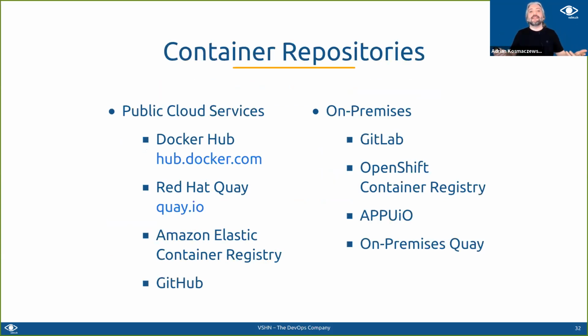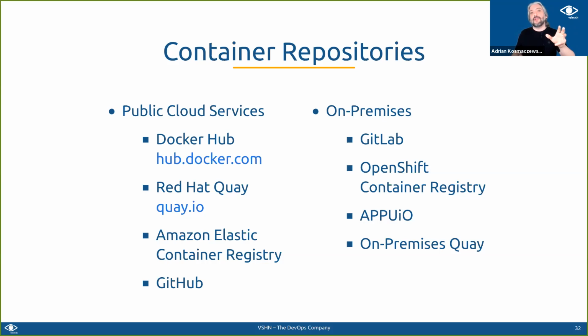There are public and private container repositories. The most well-known one, which is the one that I've used in the demo, is Docker Hub. It's located at hub.docker.com. It's the de facto standard for sharing public images. There are plenty of open source projects that use it, like MySQL, Apache, Nginx, and so on. You've got plenty of ready-to-use images ready for you. And you've got the Amazon Elastic Container Registry. GitHub as well provides this service.